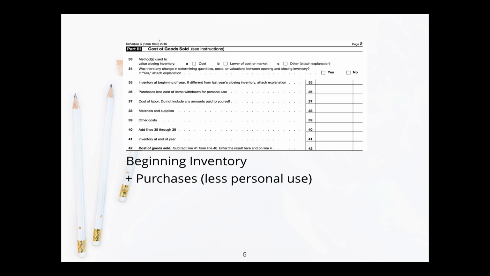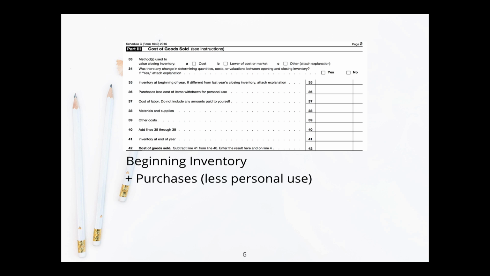Line 37 is where you add in the cost of labor. Note that it says don't include any amounts paid to yourself. So we don't include any salary or wages that you pay yourself from your business. This is only if you pay employees for help in making your goods.